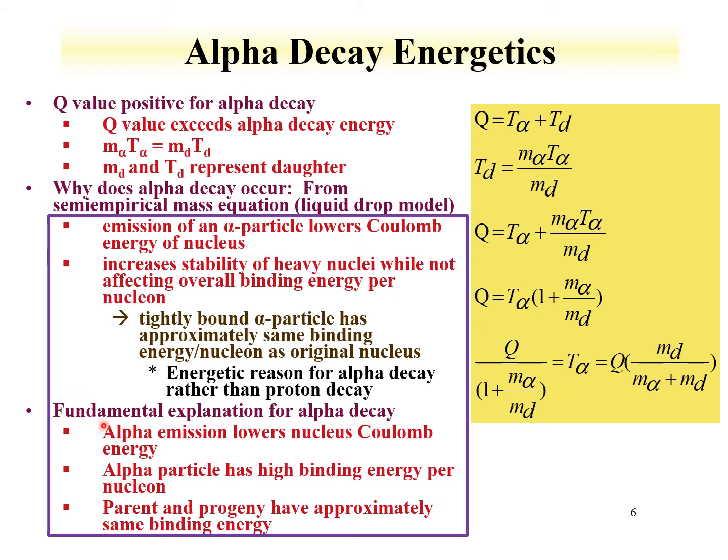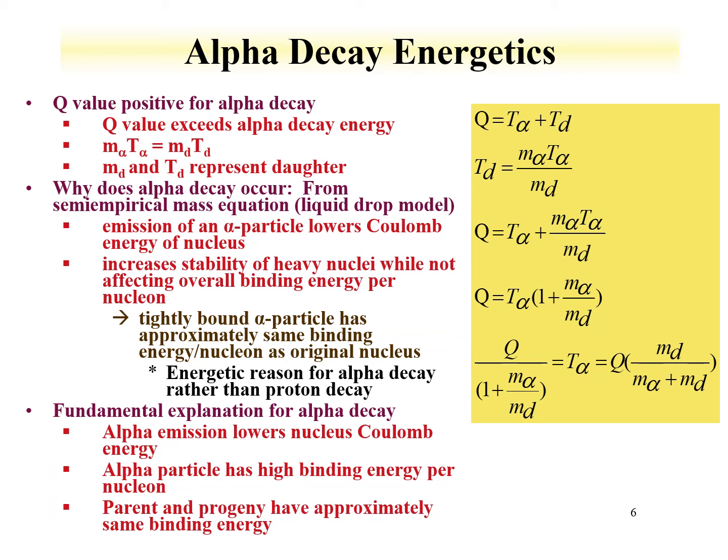The alpha emission lowers the Coulomb energy in the nucleus. The alpha particle has a high binding energy per nucleon, similar to the nuclei that are emitting the alpha particle. Therefore, the parent and the progeny have approximately the same binding energy per nucleon. So this means that the alpha particle can be emitted and increase the stability of the nucleus in terms of Coulomb energy, but not have a great change in terms of binding energy per nucleon.